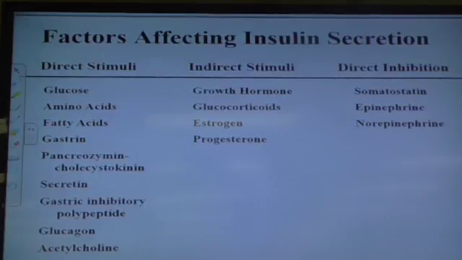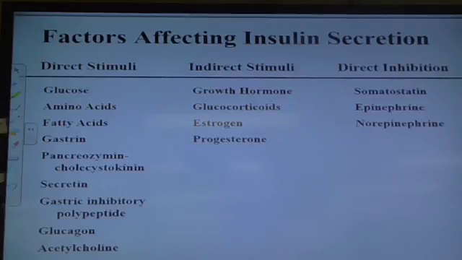Indirect stimuli: remember the growth hormone, it inhibits the insulin receptor, and so your glucose is going to build up in the blood, right? And then when it reaches a certain point, it cuts off the growth hormone, and the receptors are open, and then insulin takes that glucose into the cells. Glucocorticoids, remember they also inhibit the insulin receptor. Estrogen, progesterone, they do it through numerous mechanisms. As far as direct inhibition, somatostatin is the main one. Remember, somatostatin inhibits a lot of stuff, doesn't it?